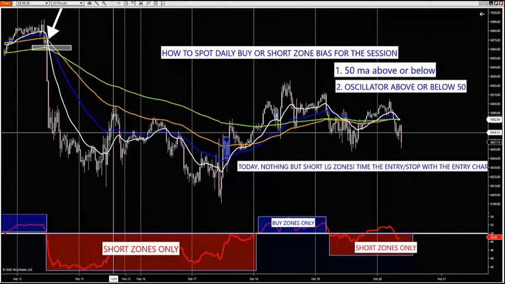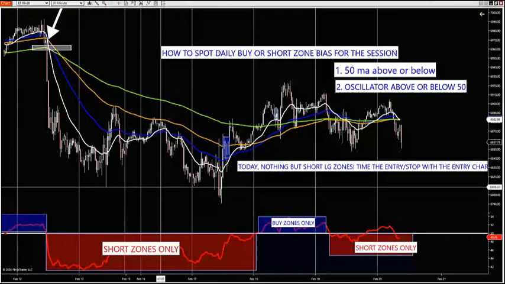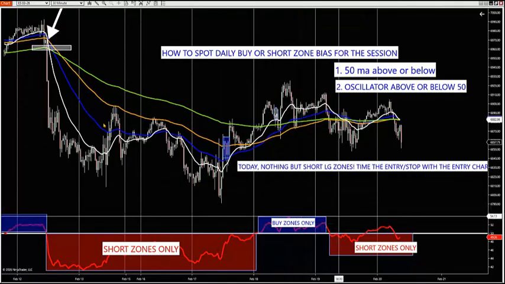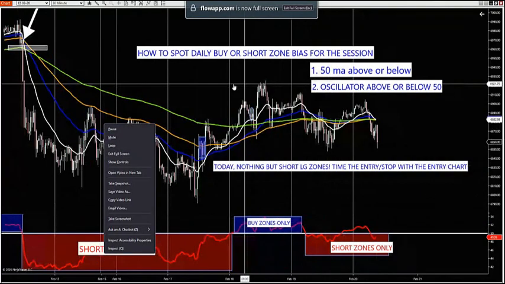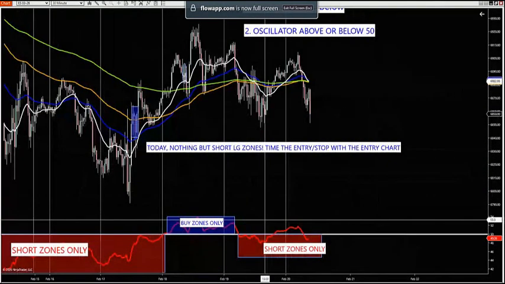This way, we stay on the right side of liquidity and we're playing with the smart money. We're buying retracements with the smart money. We're not getting run over by the runaway train or trying to catch a falling knife with retail. So this is the first thing we look at. So I look at this, right? And yesterday was nothing but shorts.